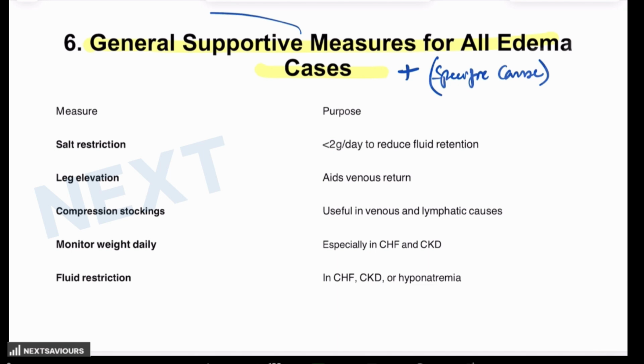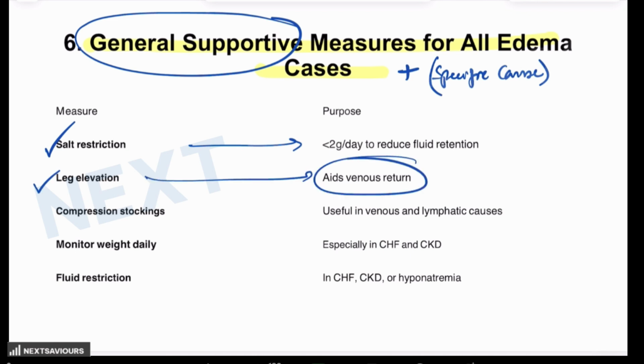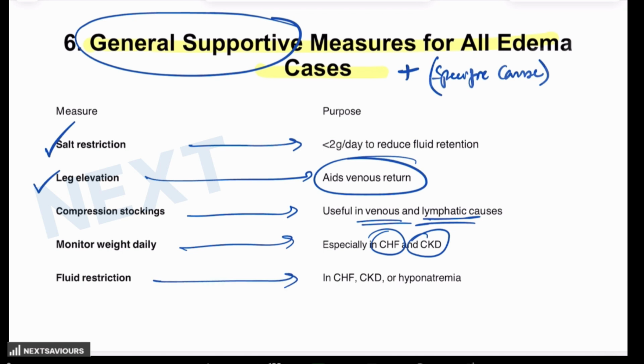But what are the general supportive measures that you have to take? The first one, obviously, is salt restriction to less than 2 gram per day, leg elevation in order to aid the venous return, and compressive stockings which are useful in venous and lymphatic causes. Weight reduction is particularly important or helpful in case of heart failure and chronic kidney disease. And fluid restriction has to be done in case of congestive heart failure, chronic kidney disease, or in case of a patient who might be suffering from hyponatremia.